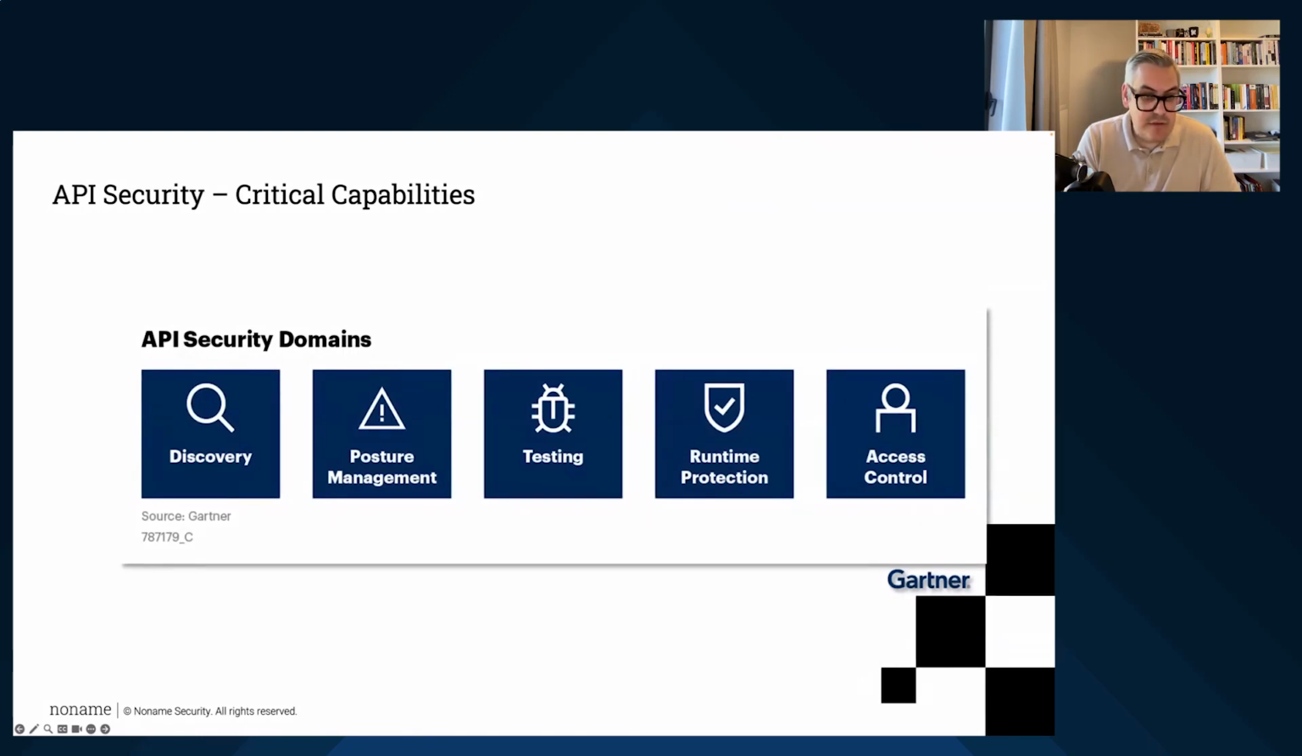First one being discovery. So the idea is you can't protect what you don't know about. So you have to discover all of the APIs that you have in your environment, internal APIs, external APIs, developer APIs, production based, etc., etc. You have to get the full API landscape, have a full inventory of the API landscape before you can then think about the second domain, which is posture management.